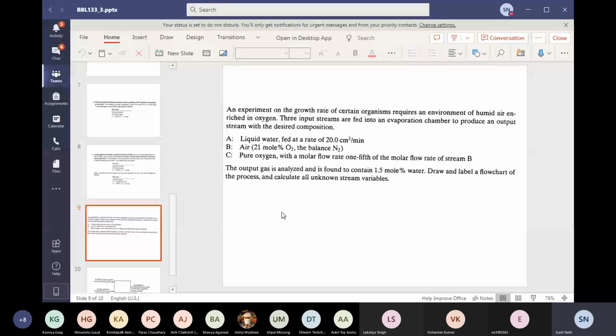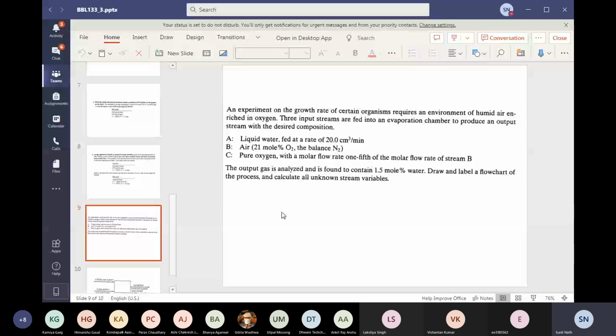What else is entering? Water. Very good. So give a symbol to that. Do you know the flow rate of the water? Yes, sir. Very good. It's given to you. The volumetric flow rate is given to you in centimeter cube per minute. But please convert everything to the same unit.